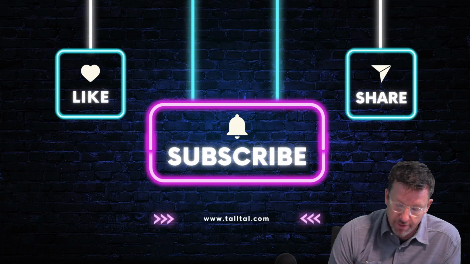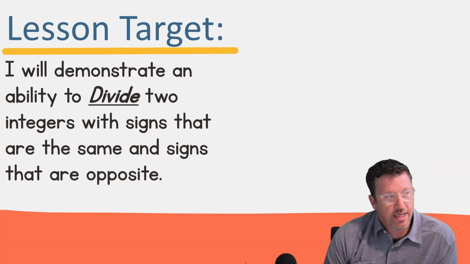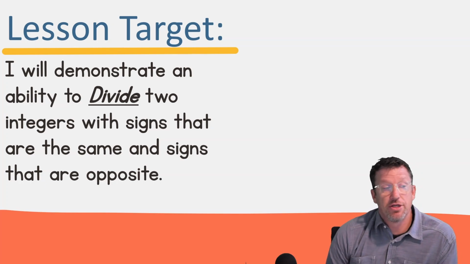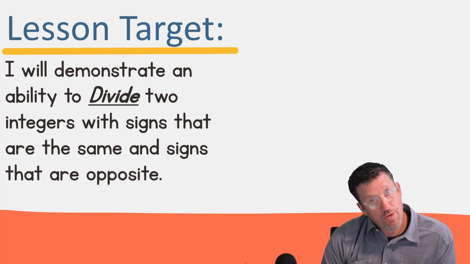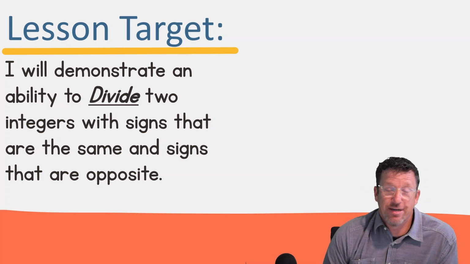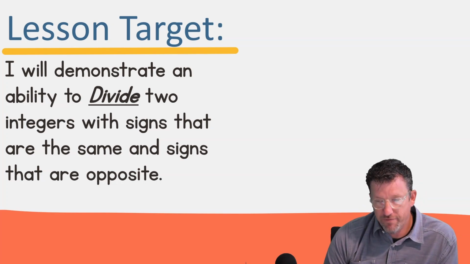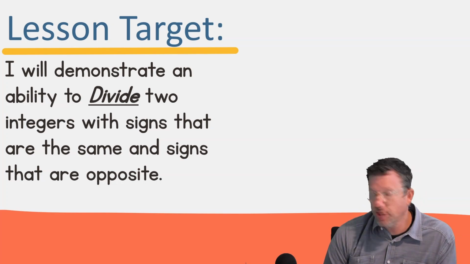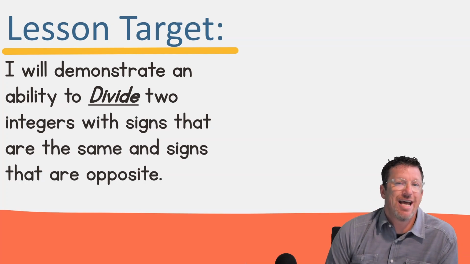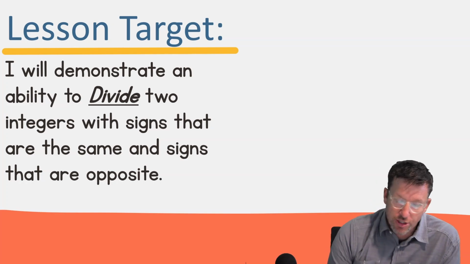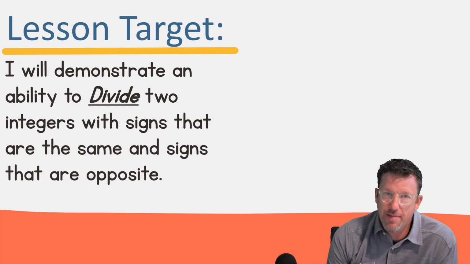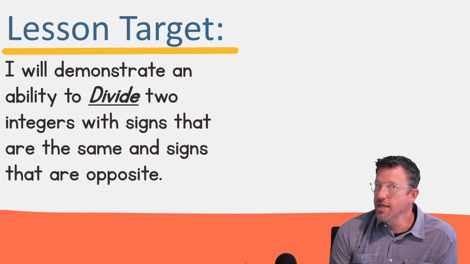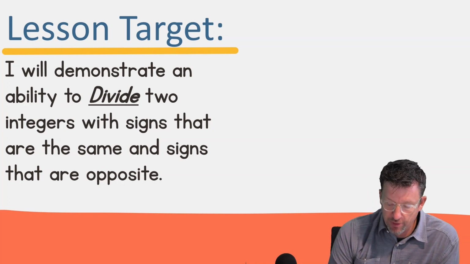All right, let's get rolling. Okay, today we're going to talk about division. Like I said, we're going to demonstrate an ability to divide two integers, positive and negative numbers, that don't have decimals and fractions. Just a reminder what an integer is. With the signs that are the same and signs that are opposite. We've done this for addition, subtraction, and multiplication, and now we're doing it for division. If you watch the multiplication video, you're going to notice some real common rules, or patterns, if you will, between division and multiplication.